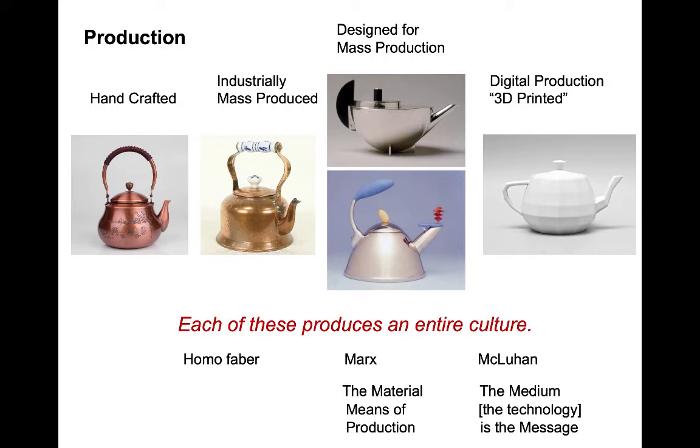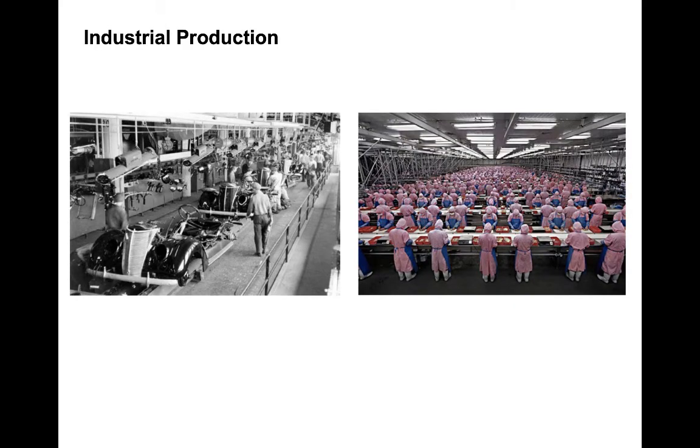Each of these produces an entire culture. Think of Karl Marx talking about the material means of production, or McLuhan talking about the medium as the message. Industrial production is still with us. Here's Henry Ford's assembly, and here we are making smartphones pretty much the same way. And it was for that era that the Bauhaus came about.